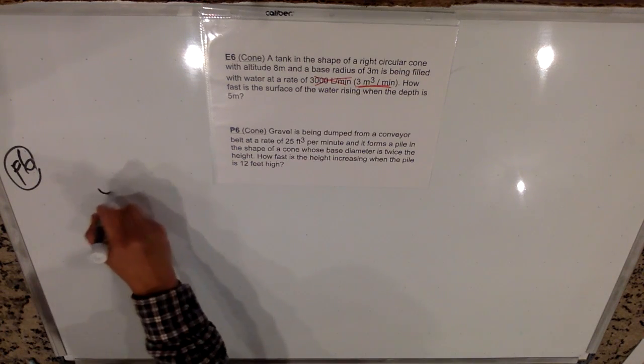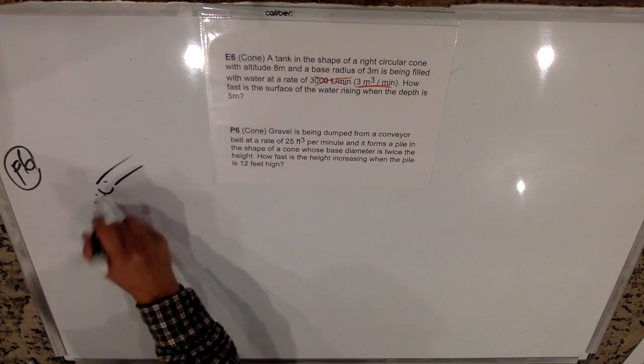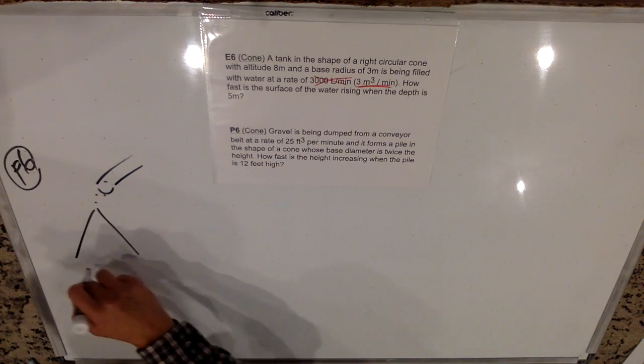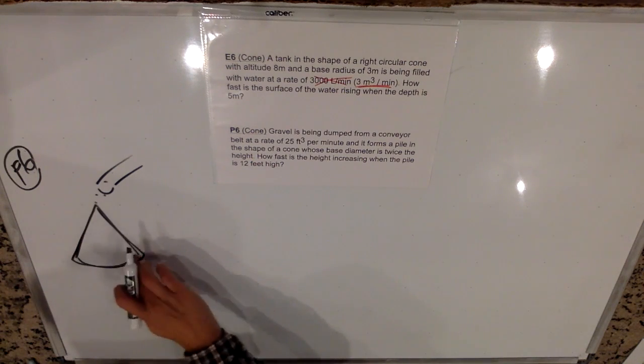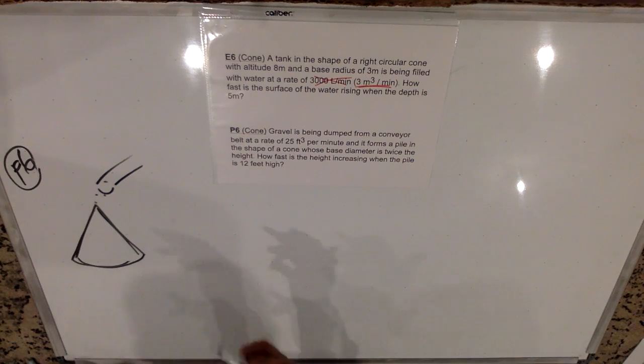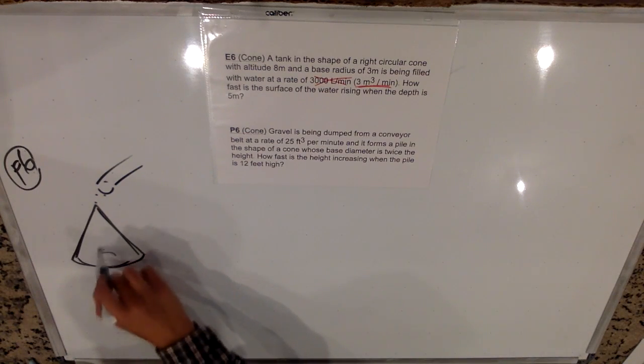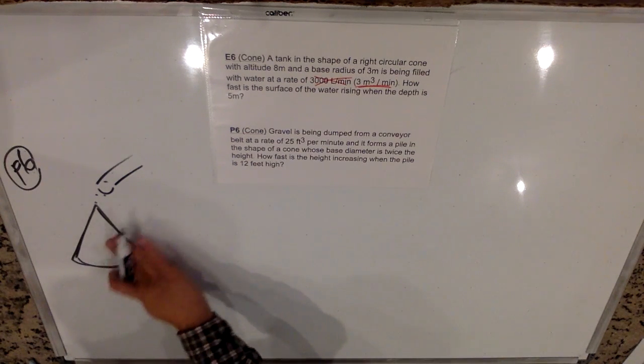So there's some conveyor belt, and gravel's dumping off of it into the shape of a cone, right? Here there's no cone inside a cone. The cone started out as a tiny little cone and then got bigger and bigger as the gravel dumped.